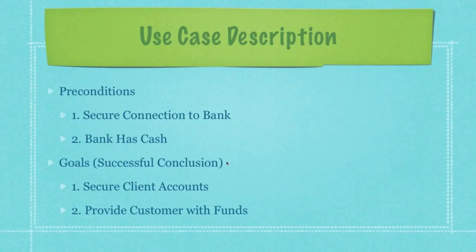Then we get into goals or successful conclusions. Sometimes people actually break these into two separate parts, but in this situation I'm just going to list them as one. Under goals, we want to first make sure that our client accounts are secure, and secondly, provide the customer with funds if we have them on hand. So those are our two goals, and I'm just breaking everything down into pieces.